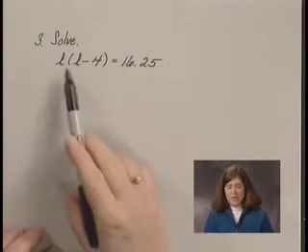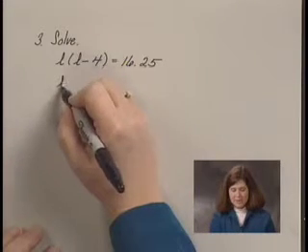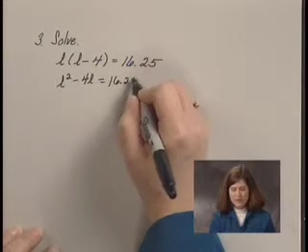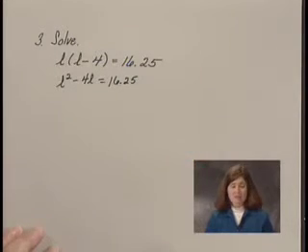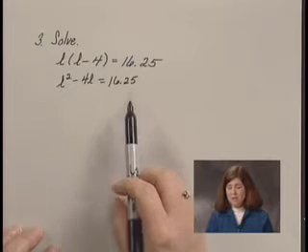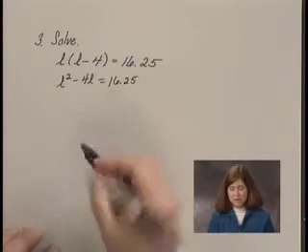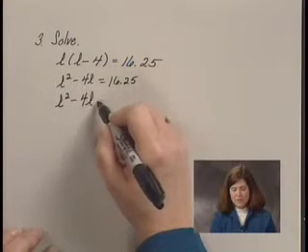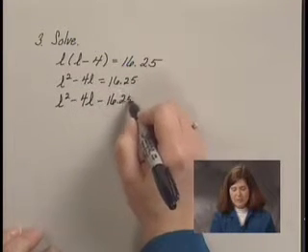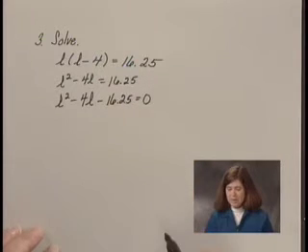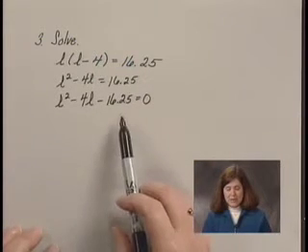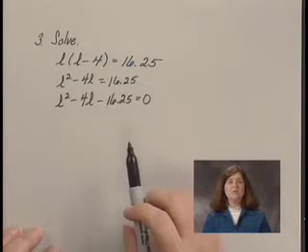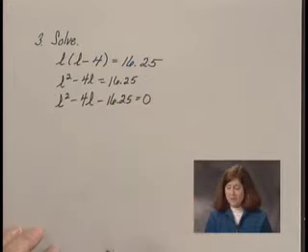To solve this, we will multiply, and we have L squared minus 4L equals 16.25, and we see we have a quadratic equation. So we'll get 0 on one side of the equation by subtracting 16.25 on both sides. And we have L squared minus 4L minus 16.25 equals 0. Now this may factor, but I don't see a way to factor it right now with the decimals, so I'm going to use the quadratic formula to solve it.